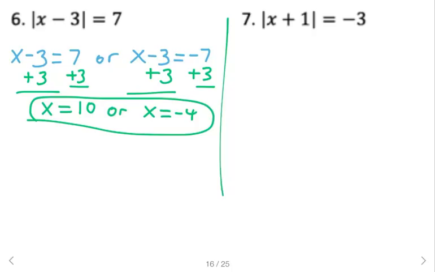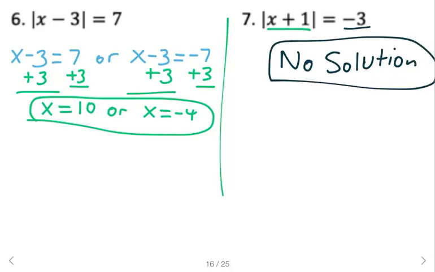Now, can we take the absolute value of something and get a negative? Well, no, the absolute value is either 0 or it's positive. So this one's going to have no solution. There are no ways we can take the absolute value of something and get a negative.